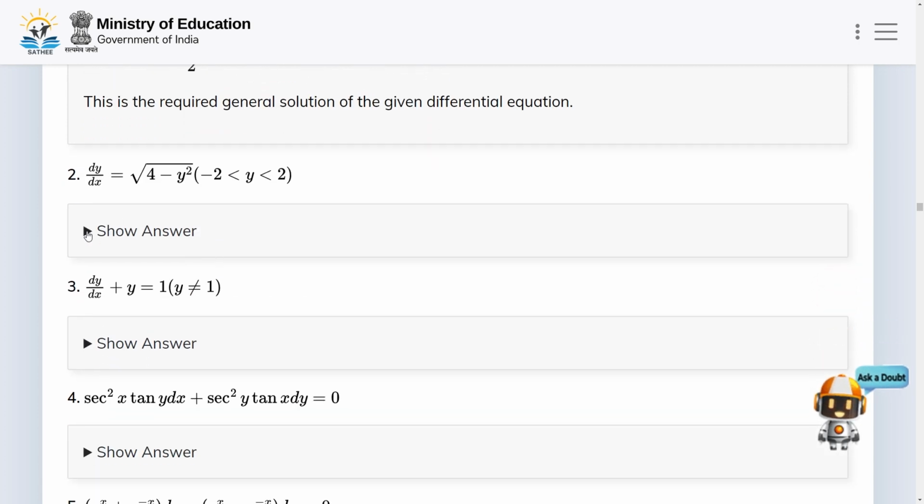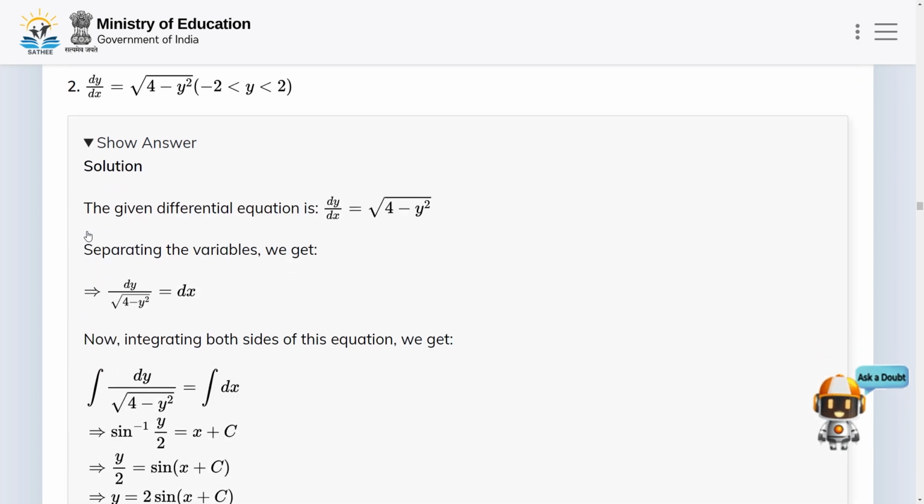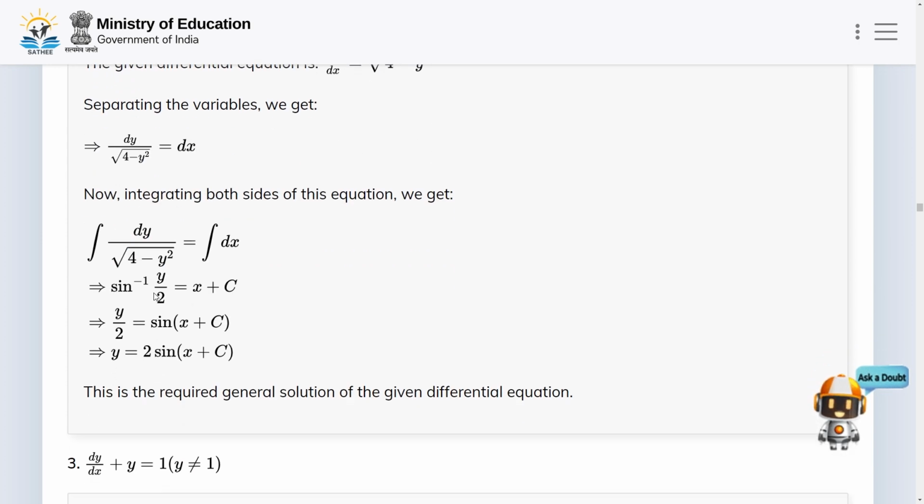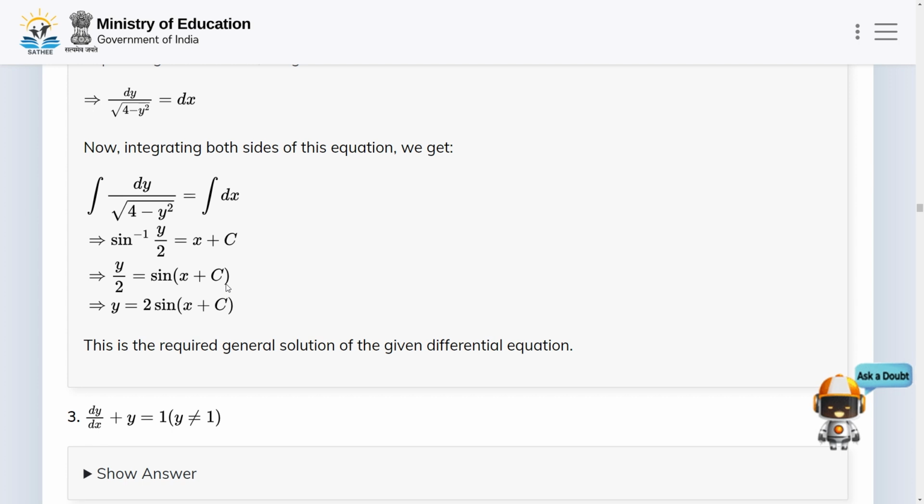Now for the second, quite easy. Just separate them. You will get dy over root of 4 minus y square is equal to dx. You know the direct integration for this. This is sine inverse y by 2 is equal to x plus some constant. So y by 2 is equal to sine of x plus some constant. This will be your general solution of the differential equation.